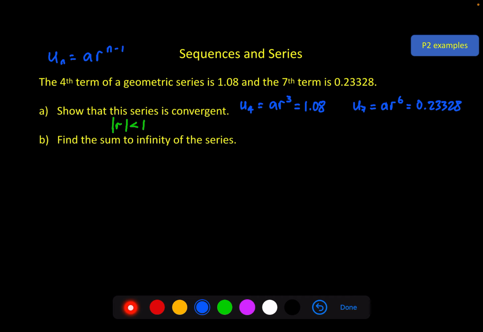We can put these together by dividing them to find r and cancelling a. So a r to the 6 divided by a r cubed must be the same as 0.23328 divided by 1.08. So my a's cancel. I have r cubed is equal to 0.23328 divided by 1.08. And that is a very nice fraction because they are cube numbers. So r here is 3 over 5.